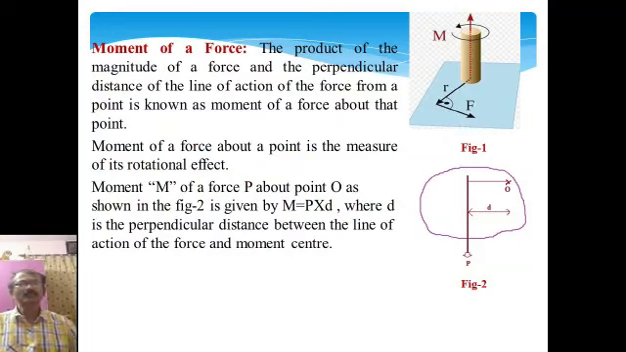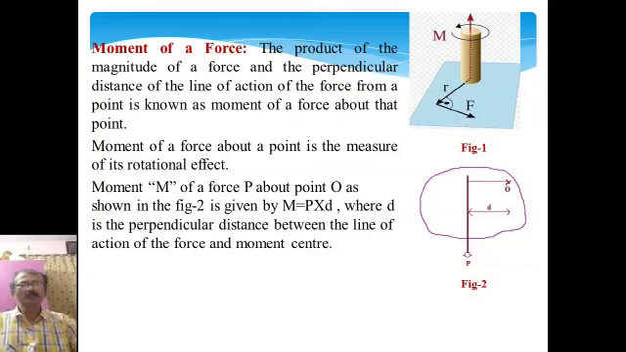The product of the magnitude of a force and the perpendicular distance of the line of action of the force from a point is known as moment of a force about that point. So, in figure 1 it is clear that the force F is acting at a distance r, and the moment produced is M, and r and F are mutually perpendicular.